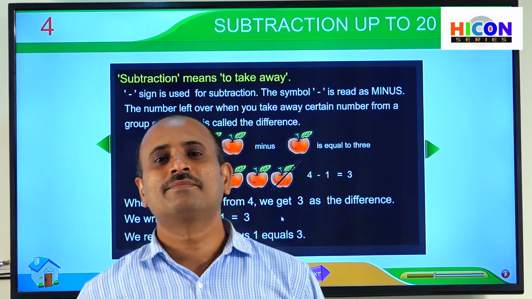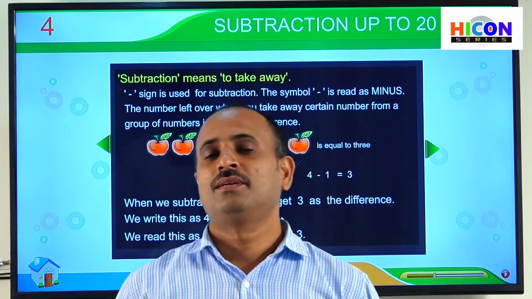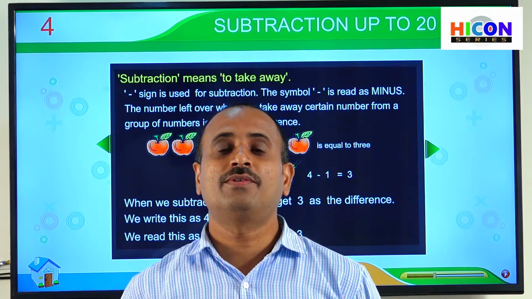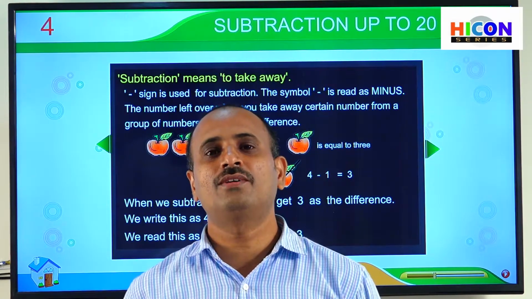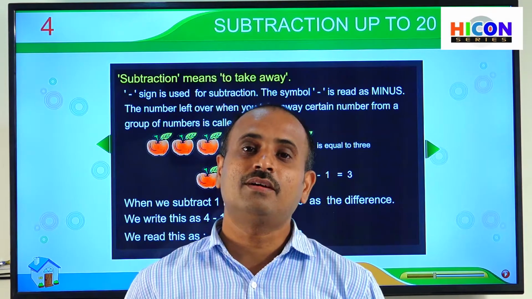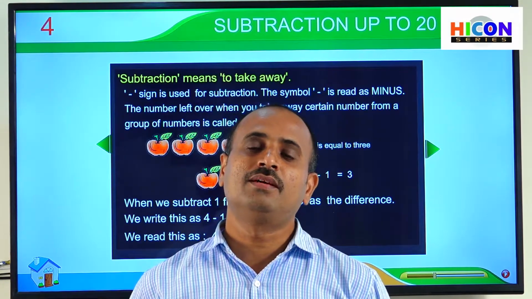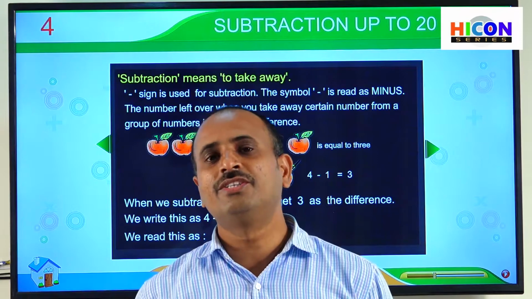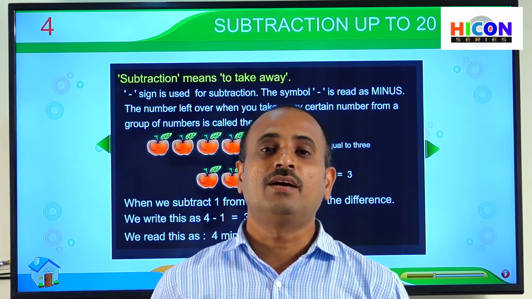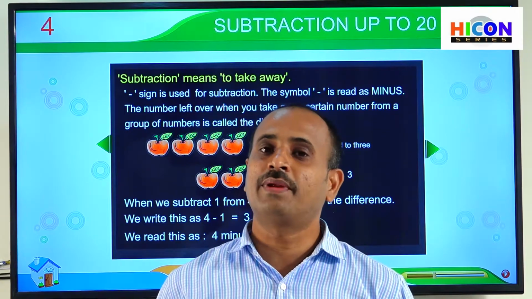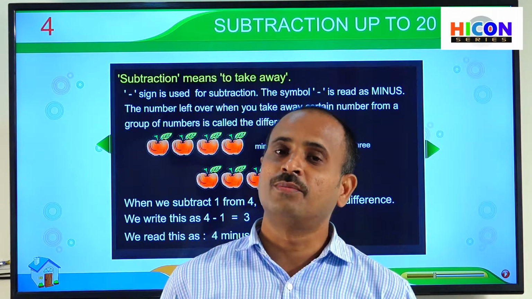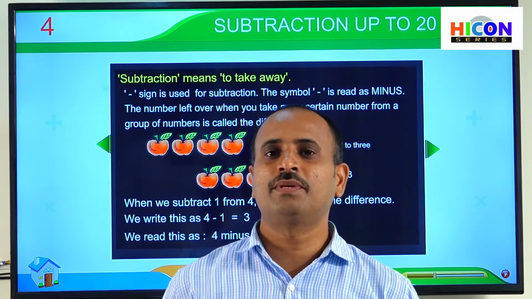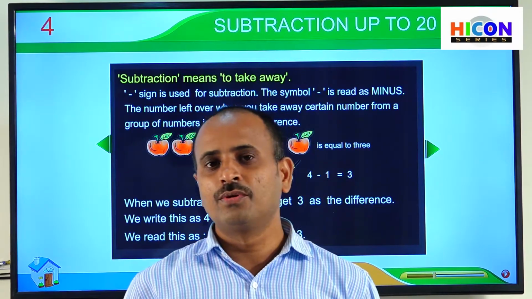Hi children, good morning. In the previous episodes we have discussed how to write the numbers up to 20, and in the second chapter we discussed the addition of numbers up to 20. In those additions we learned different types like horizontal addition, vertical addition, addition of 3 numbers, additions on the number line, and some word problems. Now we are going to discuss the third chapter, that is subtraction up to 20.